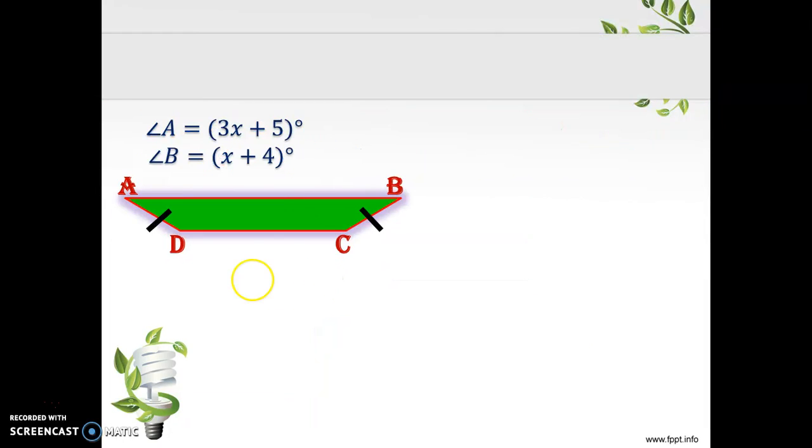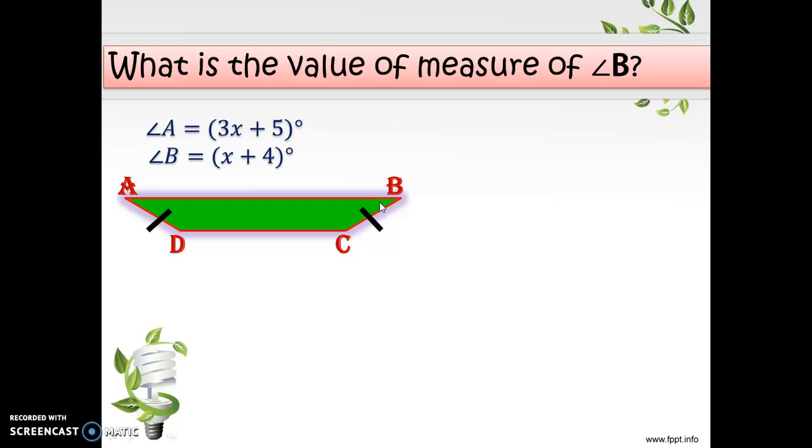Let's say we have angle A is equal to the quantity 3x plus 5 degrees, and angle B equals the quantity x plus 4 degrees. The question is, what is the value of the measure of angle B?